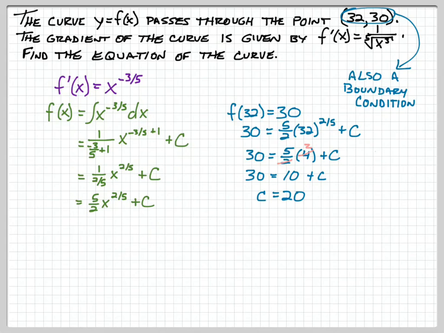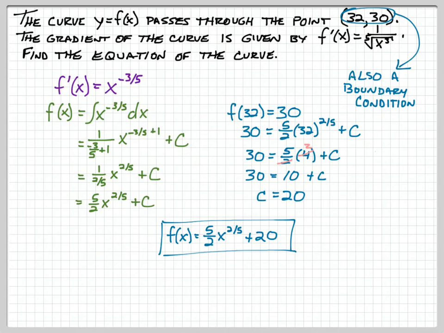Alright, so now we have our parent function here, and that is f of x equals 5 over 2 x to the 2/5 power plus 20. And there is our parent function. So what we're doing is looking at given points, given information, to help us find the value of c so we can come up with a complete parent function for any given derivative function. So I hope that helps, and we'll talk to you soon.